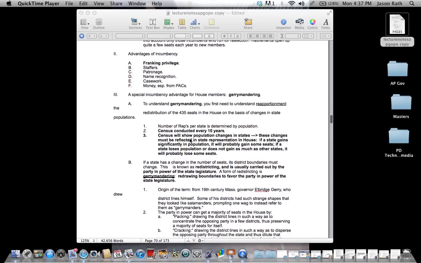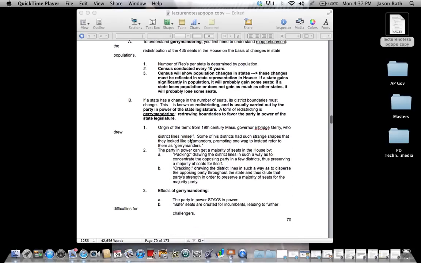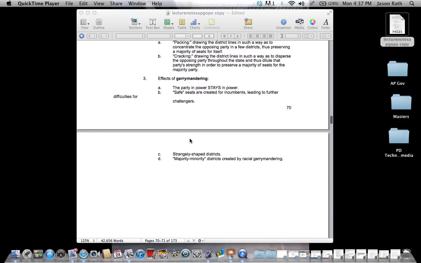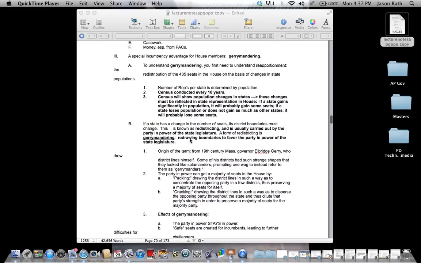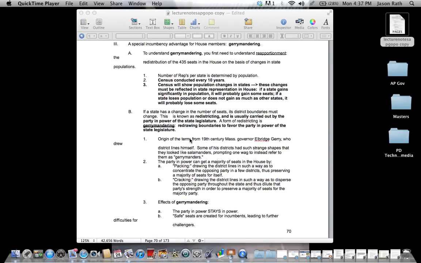And we will stop here. Tomorrow we will focus on gerrymandering. If you are doing anything about redistricting, I would look at this right here. If you think that's part of your thing, take a look at what this is.